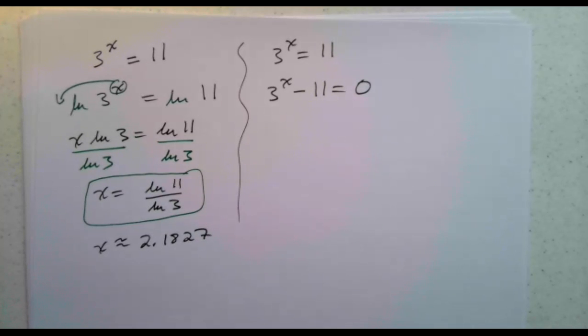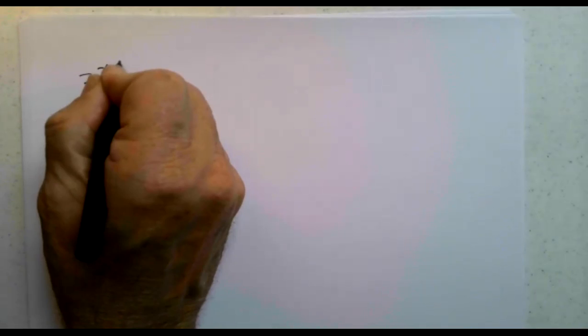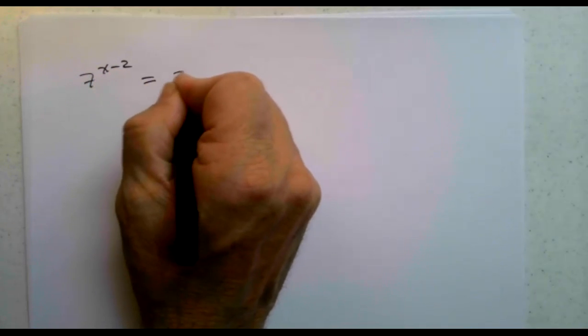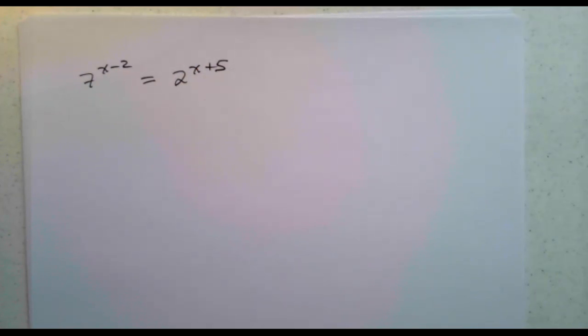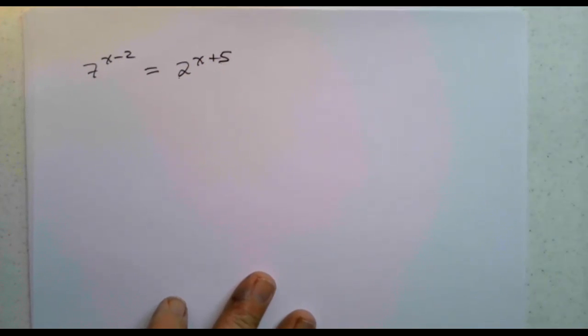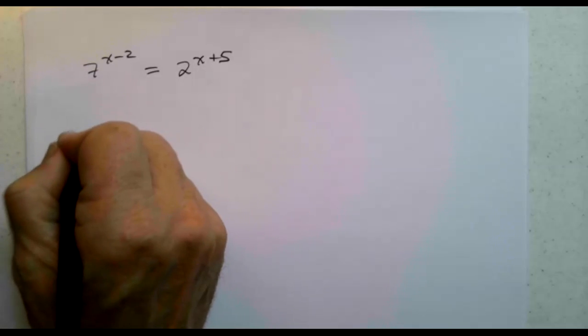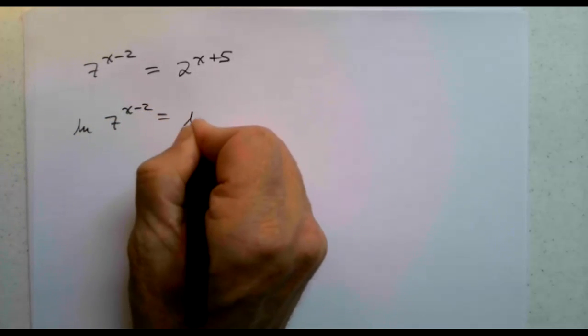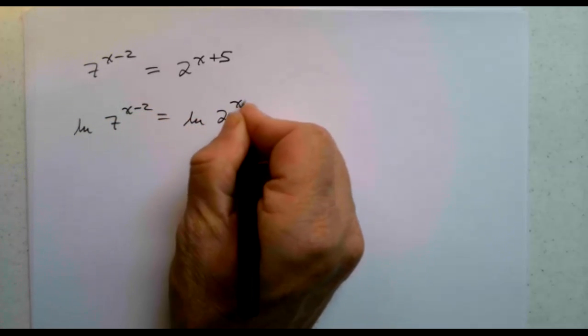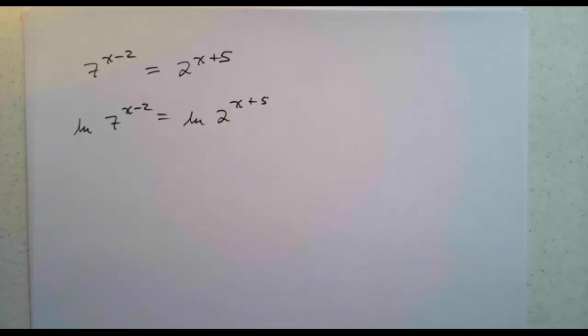So what are we going to do next? 7 to the x minus 2 equals 2 to the x plus 5 is what we want to do. And again, I'm going to hit both sides with the natural log. Natural log 7 to the x minus 2 equals natural log 2 to the x plus 5.